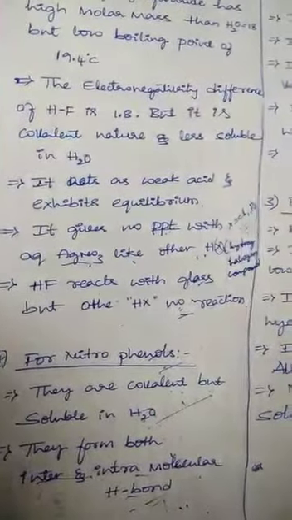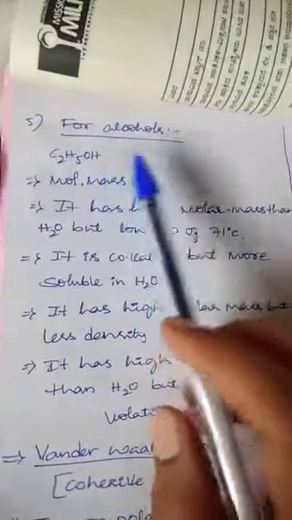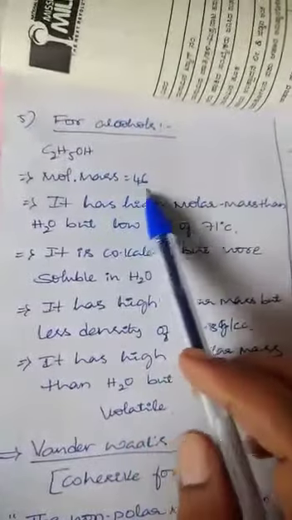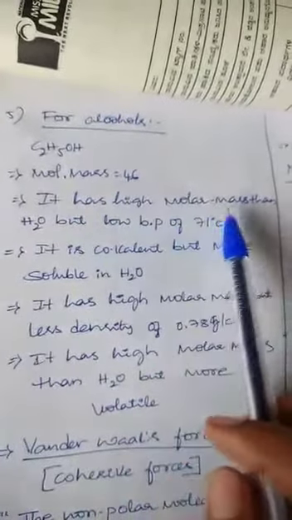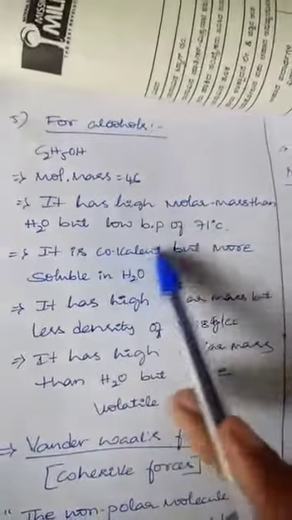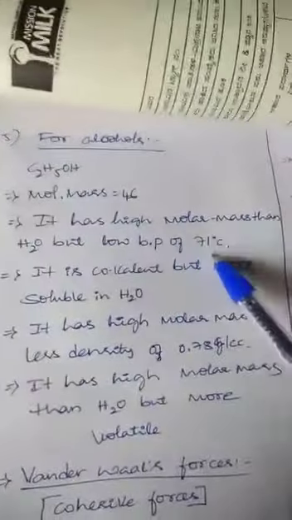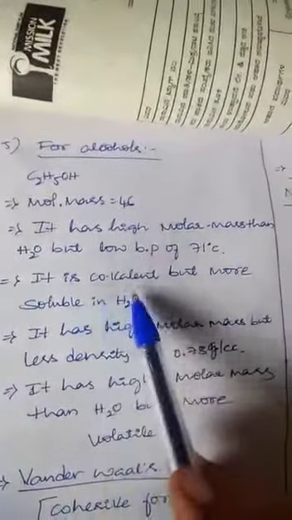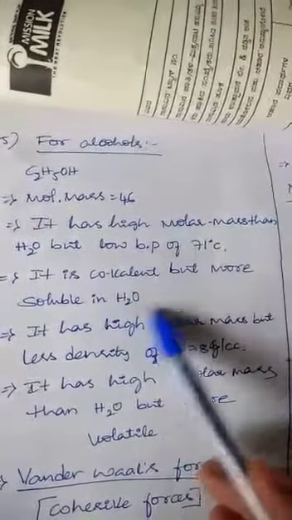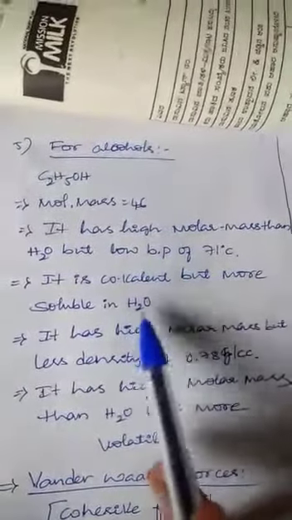Next one is alcohols. Here I am going to take ethyl alcohol, whose molar mass is 46. It has a higher molar mass than water but a low boiling point, 71 degrees Celsius. It is covalent but more soluble in water.